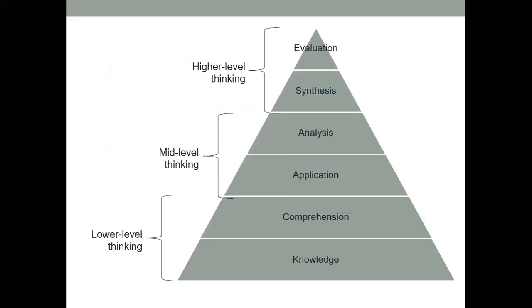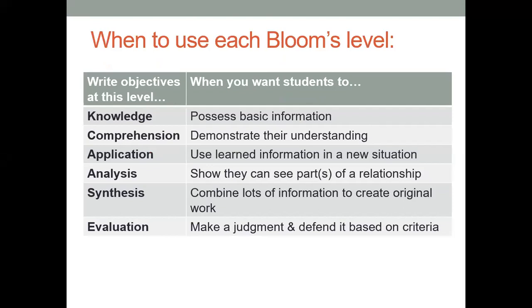So here is a recap of Bloom's Taxonomy. Knowledge and comprehension are considered lower level thinking skills. Application and analysis are the mid-level thinking skills, and synthesis and evaluation are the higher order thinking skills. This was in a previous presentation, but let's just review it. When should we use each level of Bloom's taxonomy?